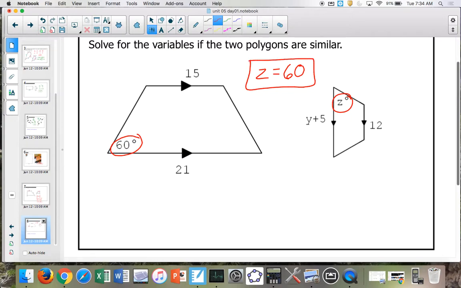The smaller side on the left trapezoid is 15. And that matches up with the 12 with the trapezoid on the right. And that should equal 21 over y plus 5.